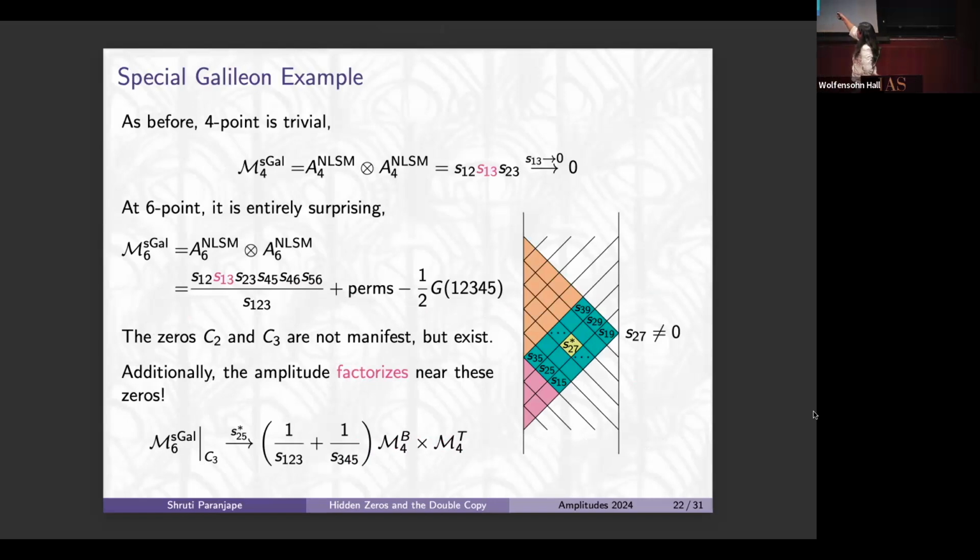And so again, 4-point is somewhat trivial, 6-point is not manifest, but you can still show that these are indeed zeros and they're inherited by the double copy theory. In addition, you can also show that these amplitudes constructed in such a way factorize near these zeros in exactly the way that you would expect, despite the fact that this kinematic mesh is a very ordered object, and this amplitude is fully permutation invariant.